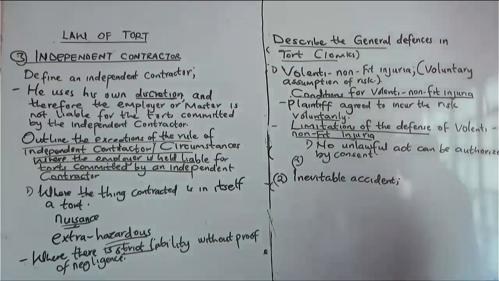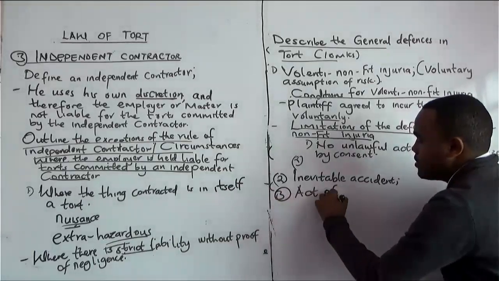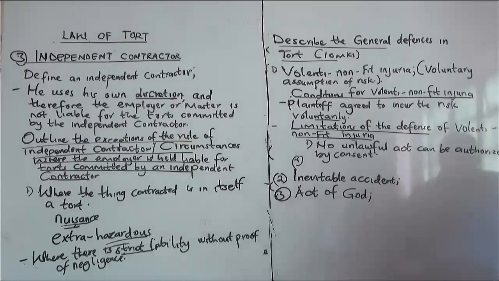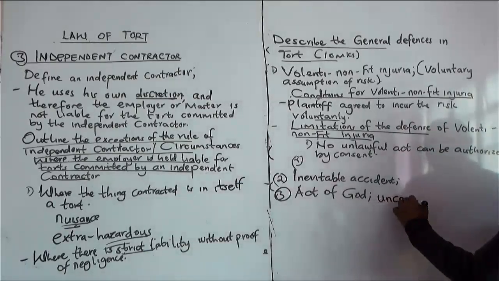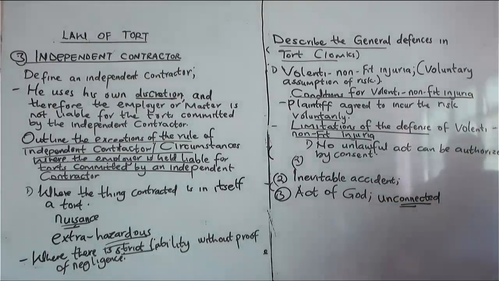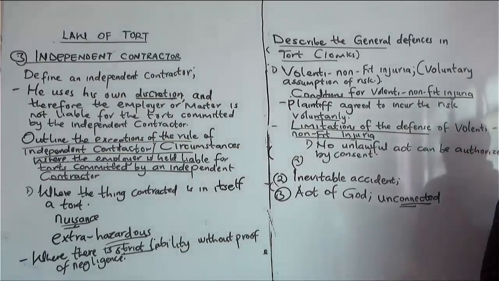The other defense is act of God. Act of God, we can say, is where the damage is caused by natural circumstances unconnected with human beings, which no human beings can prevent. For example, floods.